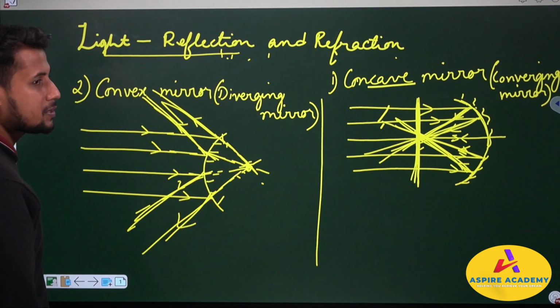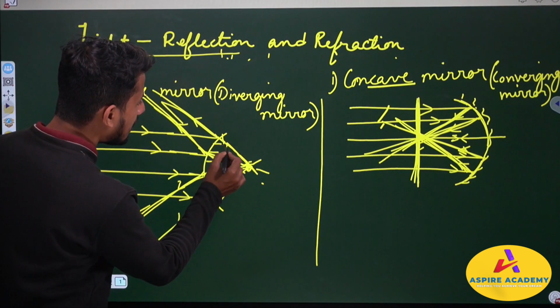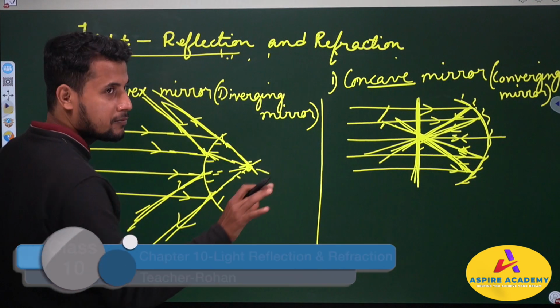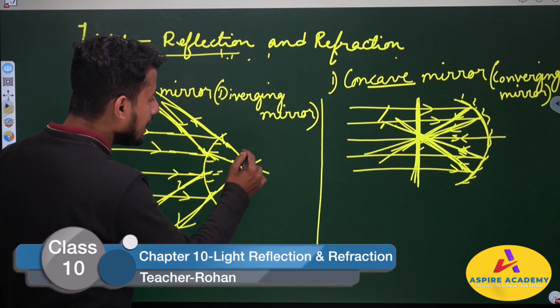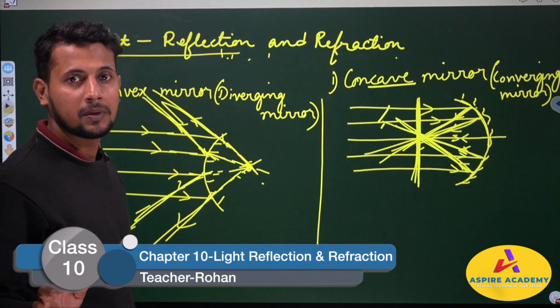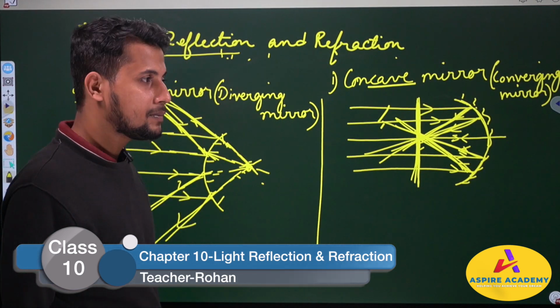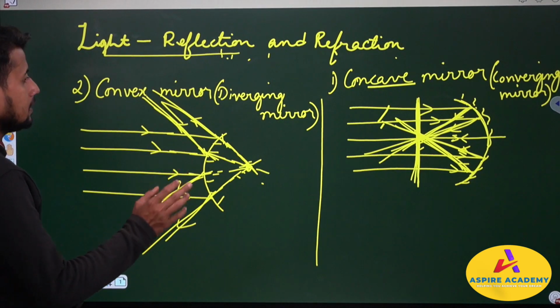Whereas in the case of a convex mirror, it seems that the reflected rays are coming from a point, but actually they are not coming from anywhere behind the mirror. So a real image will not be possible in the case of a convex mirror as well.